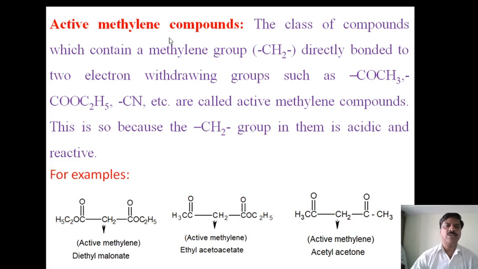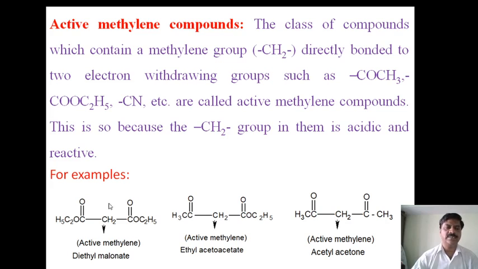Now, what is meant by active methylene compounds? The class of compounds which contain a methylene group directly bonded to two electron withdrawing groups such as COCH3 group, COOC2H5 group, or cyanide groups, etc. are called active methylene compounds. This is so because the methylene group in this compound is more acidic and more reactive.